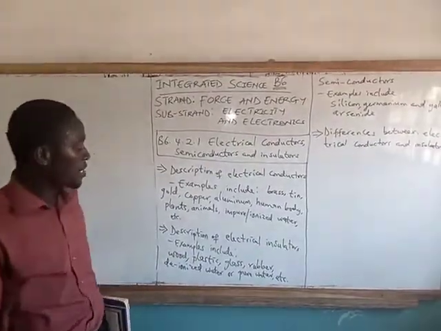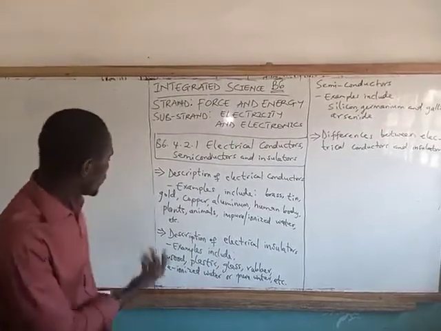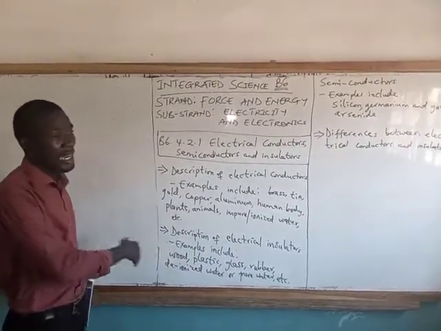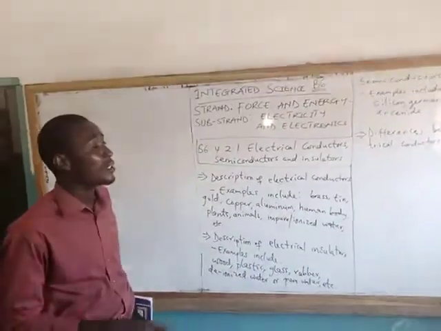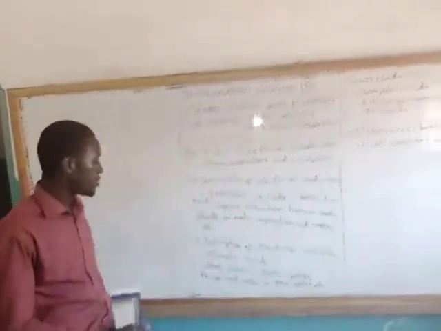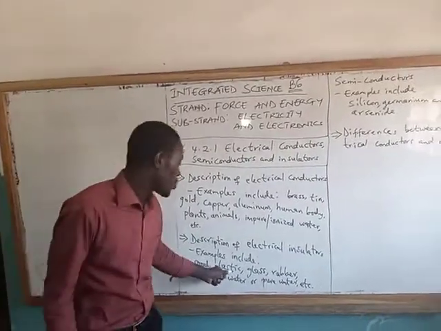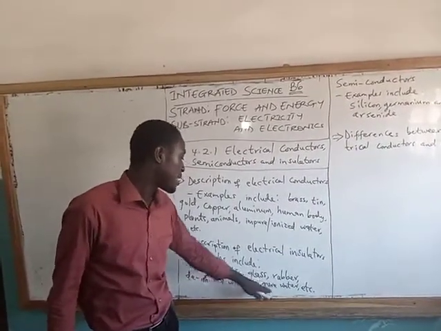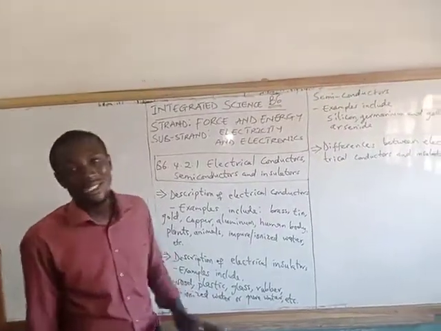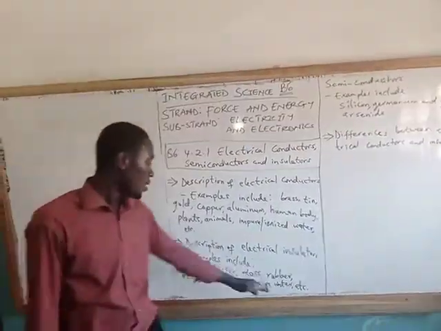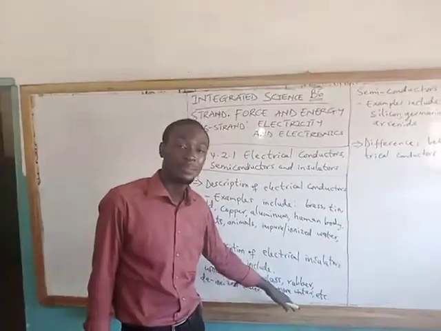We have examples of these insulators that we want to look at. One, we have wood. Woods are insulators. Wood does not allow electricity to pass through it because it lacks electrical charge carriers. We also have plastic. We also have glass. We also have rubber. We also have deionized water. That means water without any ions, or we can say pure water.